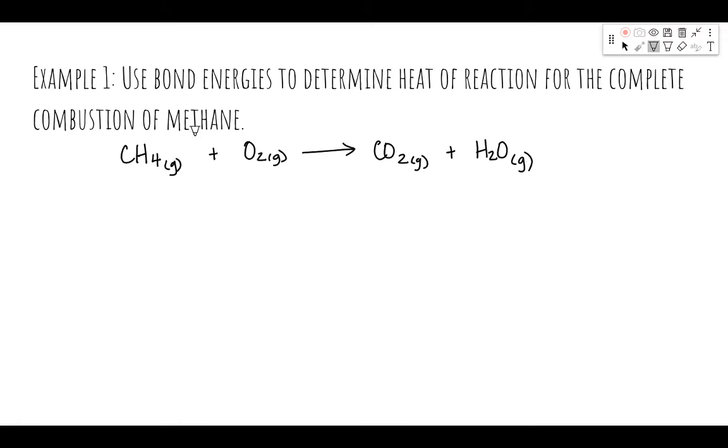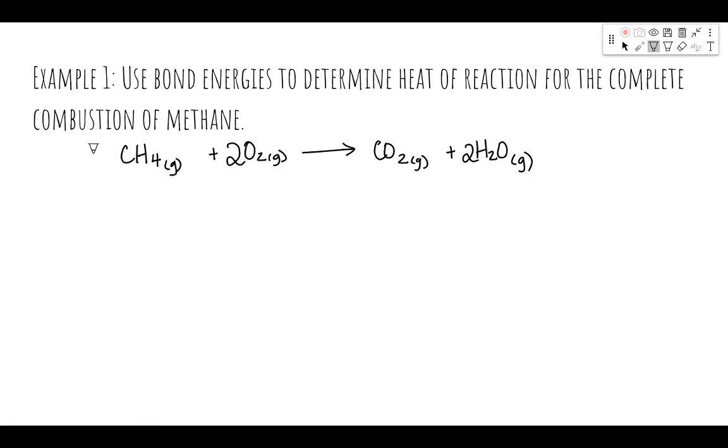When I balance it, I am going to first take a look at my carbons. There's 1 and 1. Looking at my hydrogens, I've got 4 on the left side and 2 on the right side, so I'm going to put a 2 here. And in order to balance out the oxygens, I'm going to put a 2 here. So I have my complete combustion reaction all balanced.